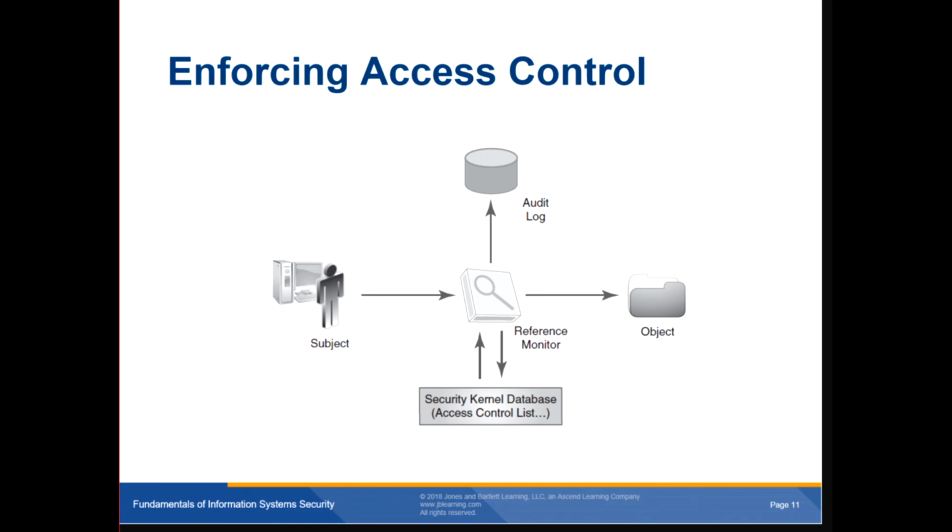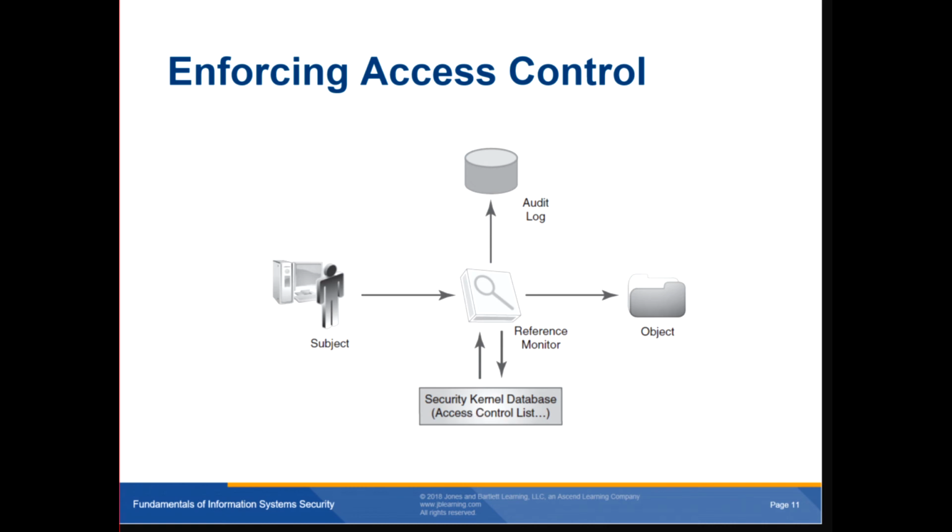So here, the subject on the left over here requests access to an object over here. The security kernel, which is the database here, the access control list, intercepts the request. The security kernel refers to its rules base known as the security kernel database. So the reference monitor intercepts that, sends it to the security kernel database. It uses these rules to determine access rights. Access rights are set according to the policies the organization has defined. The kernel allows or denies access based on defined access rules.